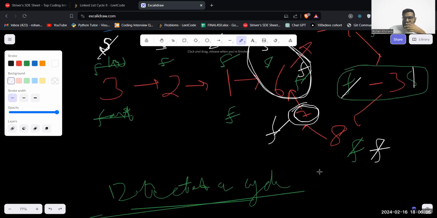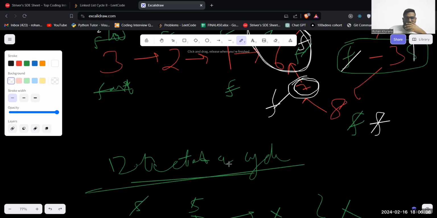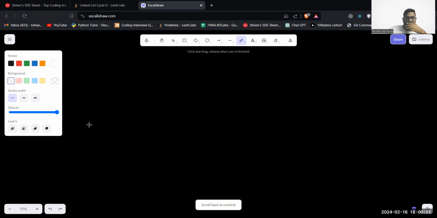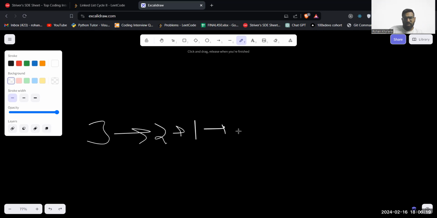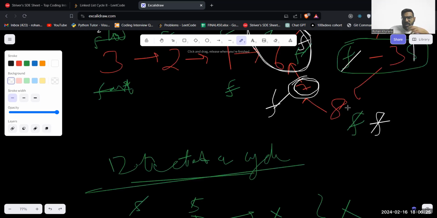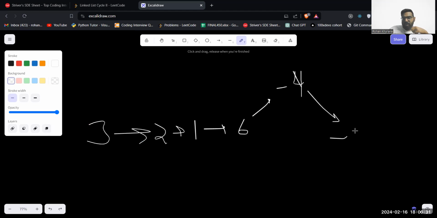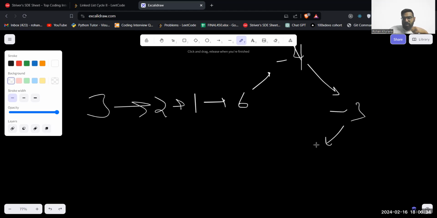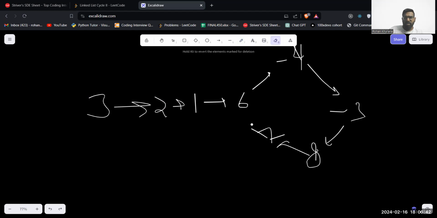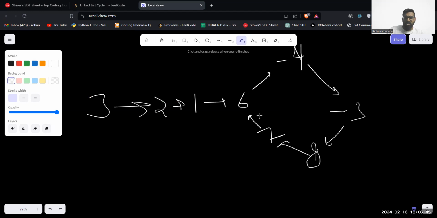3, 2, 1, 6 minus 4 minus 3, 8, 7. So 3, 2, 1. Let's draw it again. 3, 2, 1, 6 minus 4. What was the other thing? Minus 3, 8, 7, right? Minus 3, 8, 7. And this 7 is joined to 6 back again.